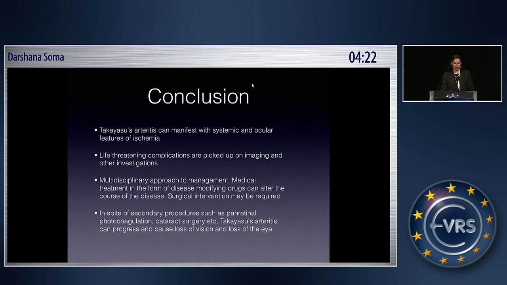So in conclusion, Takayasu's arteritis can manifest with systemic and ocular features of ischemia. Life-threatening complications are picked up on imaging and other investigations. A multidisciplinary approach is required in the management of this kind of disease. Medical treatment in the form of disease-modifying drugs can alter the course of the disease. Surgical interventions may also be required. But in spite of secondary procedures such as PRP or anti-VEGF use or cataract surgery, Takayasu's arteritis can progress and cause loss of vision and loss of the eye.